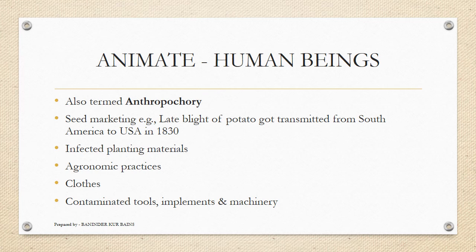So the agronomic practices, irrigation, seed sowing, tillage practices, they can also transmit the diseases. The clothes, there are a number of workers who work on the farm, and when they travel from one healthy field to an infected field, or from an infected field to a healthy field, then they can transmit the disease. And when they use contaminated tools, implements and machineries for carrying out different farm operations, then also the diseases can get transmitted.